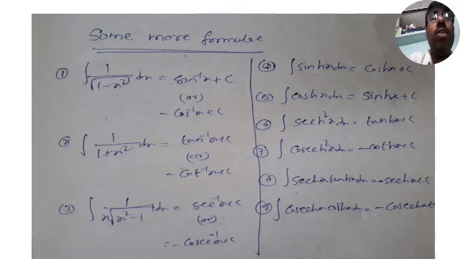So these are the formulas. What are they? Integration of 1 by square root of 1 minus x square dx is equal to sine inverse x plus c or minus cos inverse x plus c. The second formula, integration of 1 by 1 plus x square dx is equal to tan inverse x plus c or minus cot inverse x plus c. Third one, integration of 1 by x into square root of x square minus 1 dx is sec inverse x plus c or minus cosec inverse x plus c. Read them.